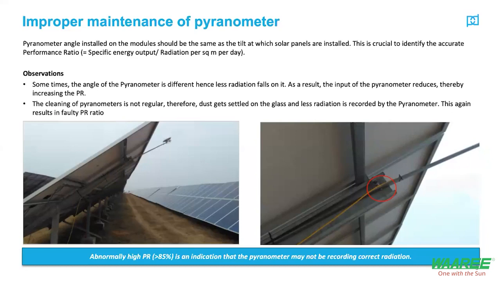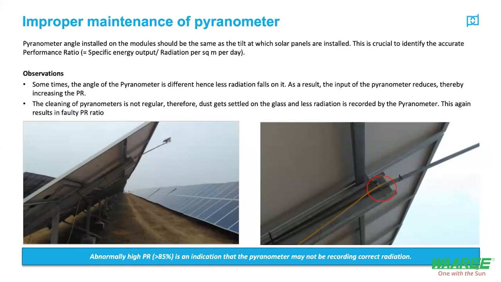Another thing that we have seen is cleaning of pyranometers. At times what we have seen is that the cleaning of the pyranometer is at the same rate as the module cleaning cycle, which essentially means the soiling loss is not factored in, and it is very important that dust doesn't get settled on it, and the pyranometer records the right radiation throughout the life cycle.